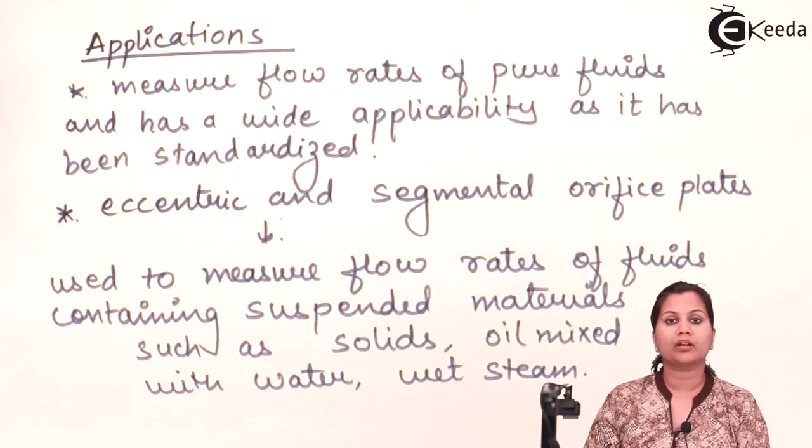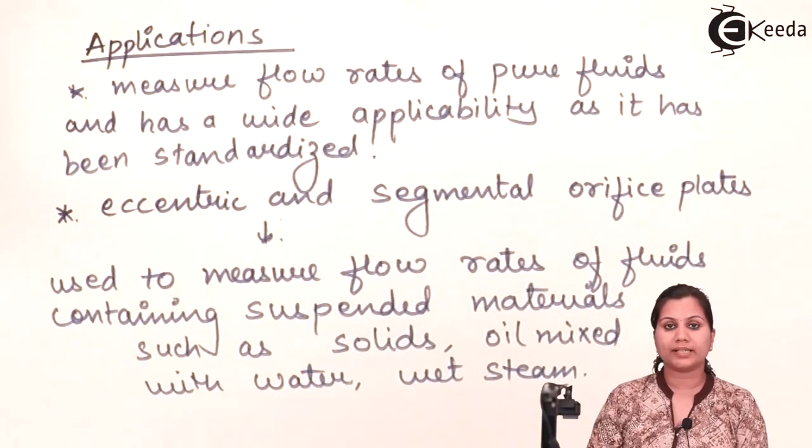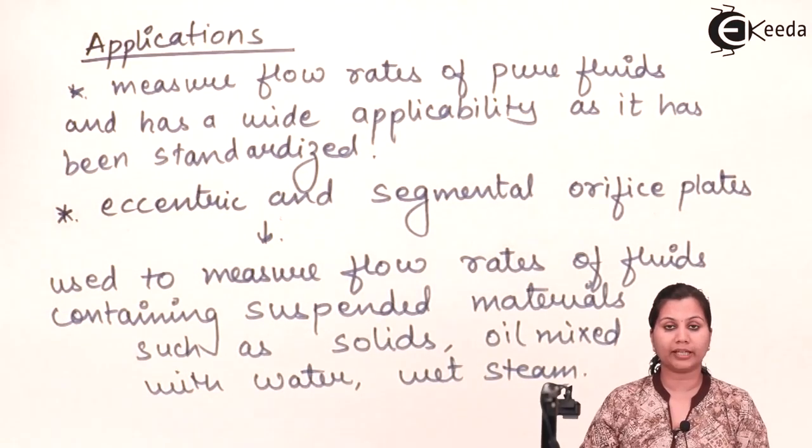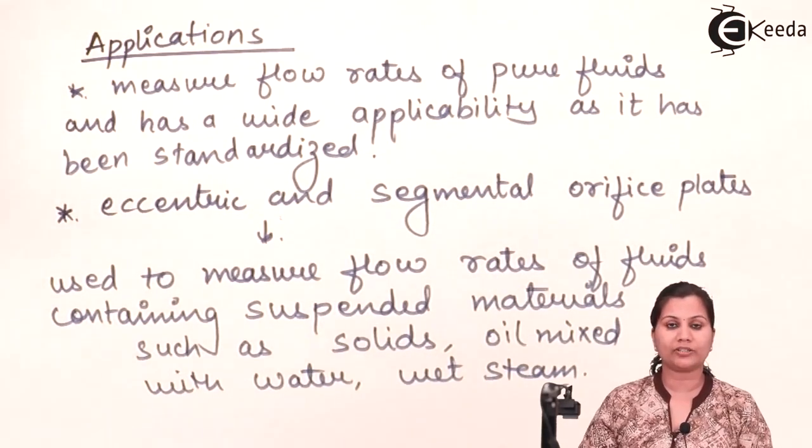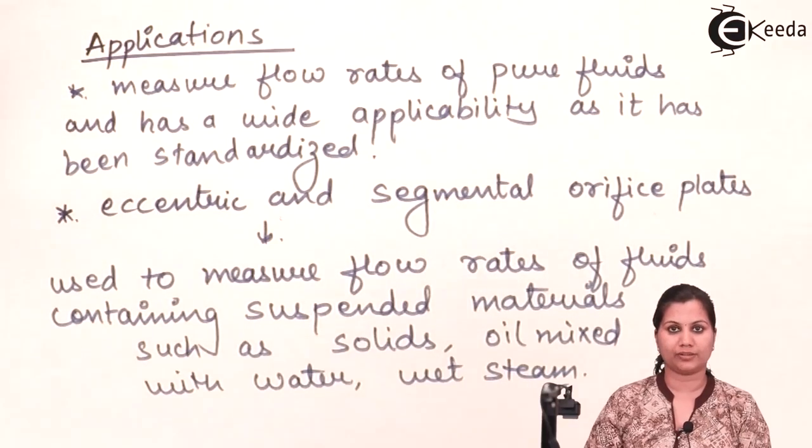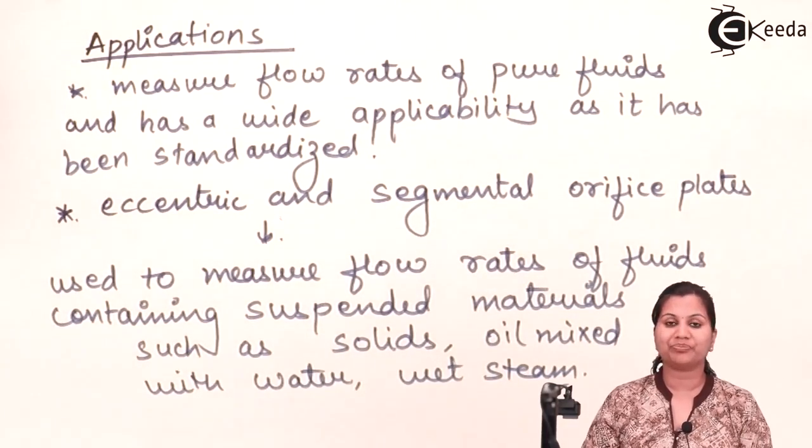So in this video we studied the flow rate measuring device known as the orifice plate, which is also known as the obstruction meter or restriction meter. Here we studied its construction and its principle of working. We saw its working with the help of a diagram. Then we studied its advantages and disadvantages along with its applications. So I hope that this topic is now clear to you. Thank you.